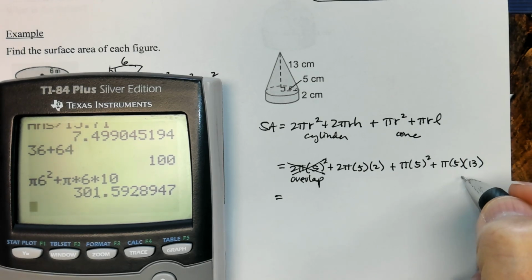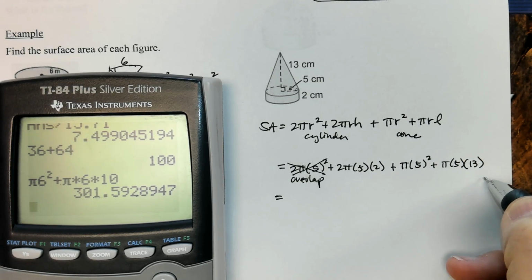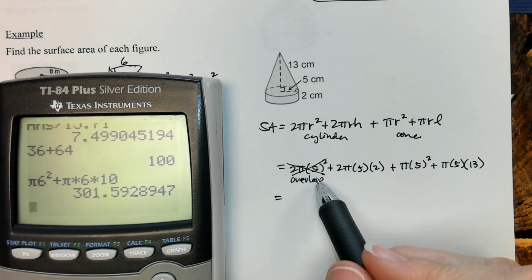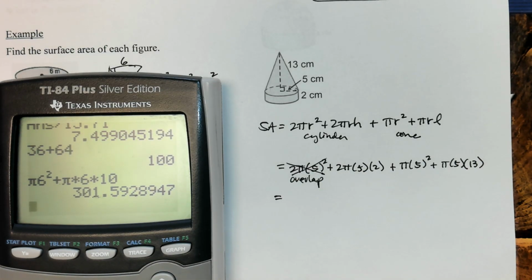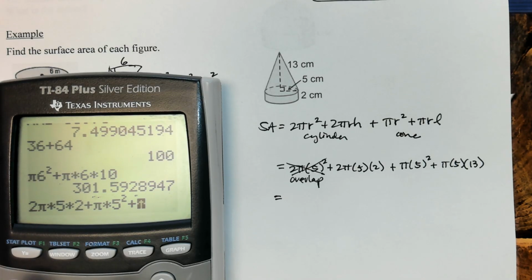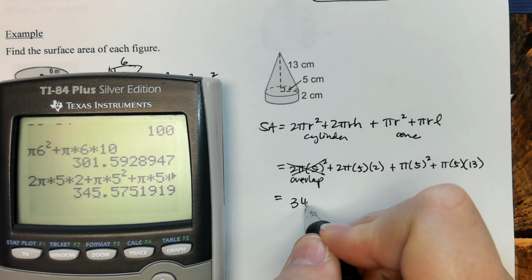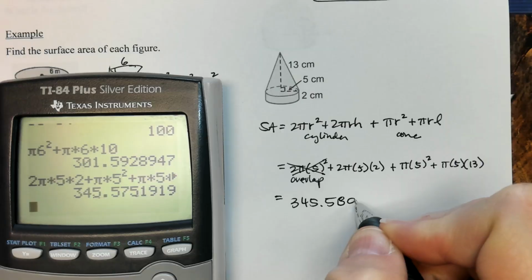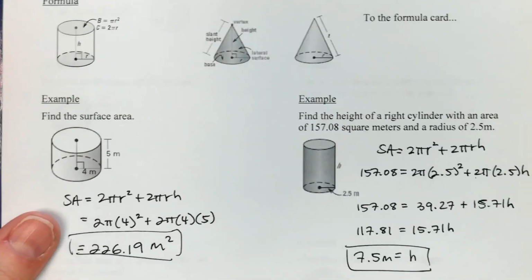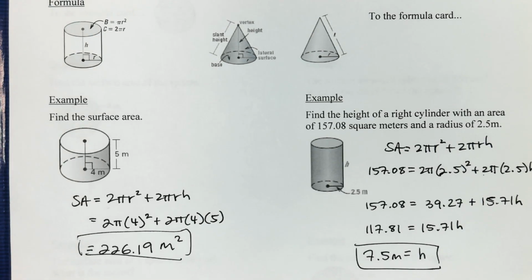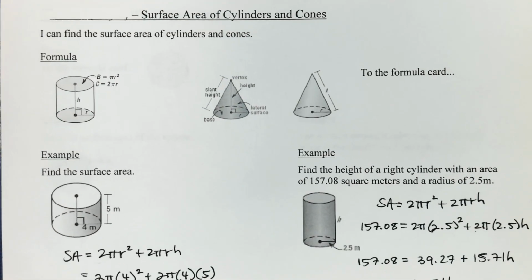So I could either subtract 2 circles off of here, 2 pi r squareds, or I can just cross this off because that is 2 pi r squared. So I'm just going to get rid of that and do the rest. So I've got 2 pi times 5 times 2, and I've got pi times 5 squared, and I've got pi times 5 times 13. This looks like I got about 345.58 centimeters squared. So that is your lesson on cones and cylinders. A little more straightforward than working with the pyramids and the prisms.